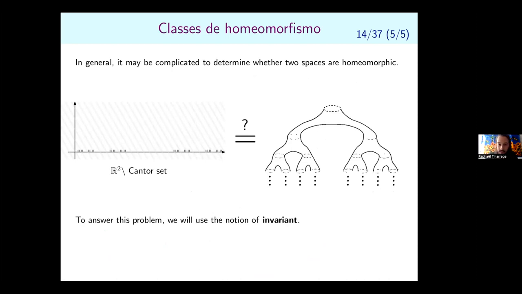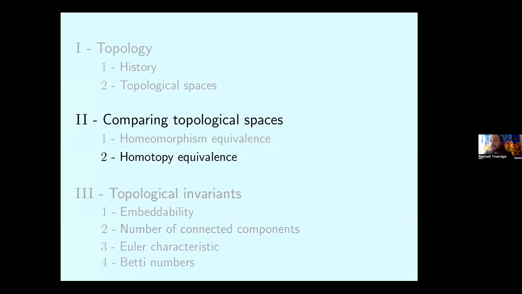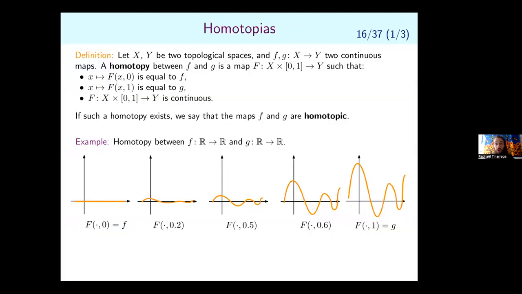But before that, I'd like to talk about our second relation between topological spaces. And this is the equivalence of homotopy. First, I have to define what is a homotopy between maps. I have, again, two topological spaces, X and Y, and this time two continuous maps, F and G from X to Y. A homotopy between F and G is a map, a big F, like that, that goes from the product of X and [0,1] and goes into Y. You can think of [0,1], the interval, as the time.